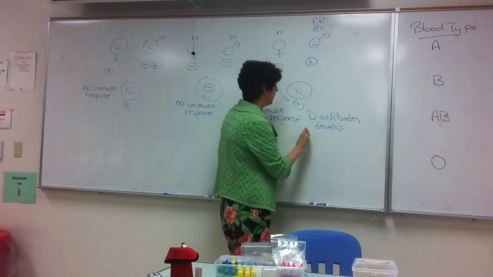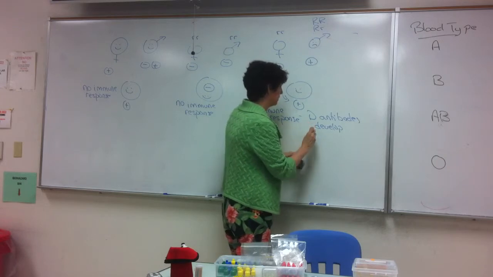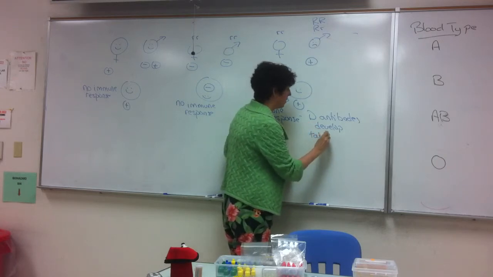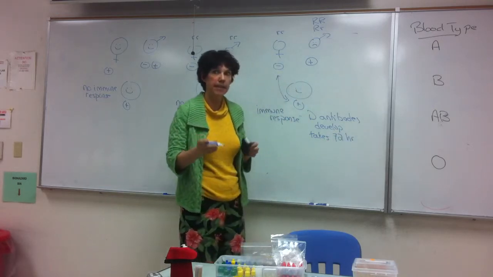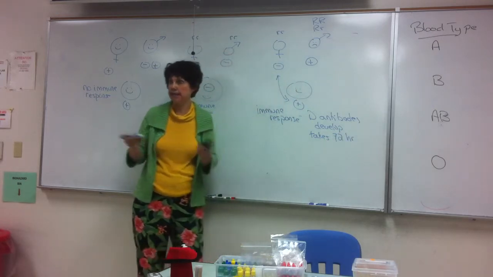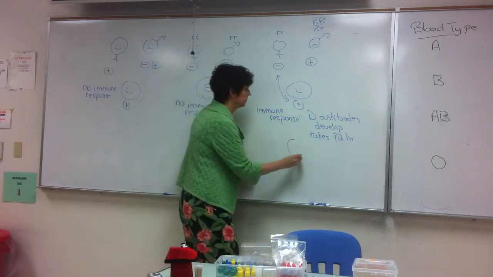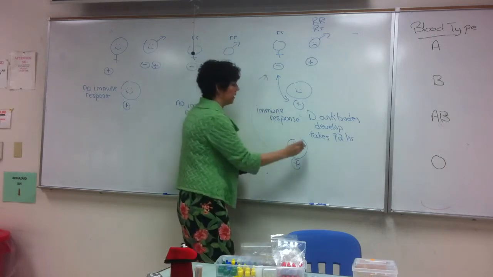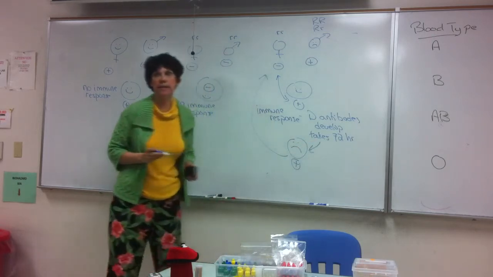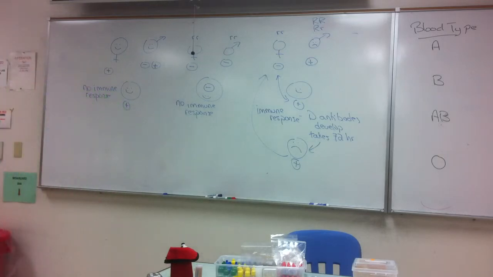This usually takes approximately 72 hours to occur. The B cells that make them remain in the mother's body, and the second time there's a baby, the antibodies cross the placenta and start agglutinating those baby cells. And so they can be born stillborn. They can be born in dire need of transfusion.